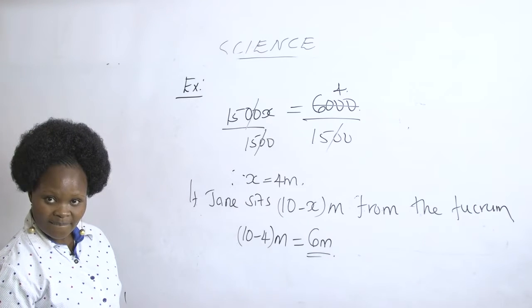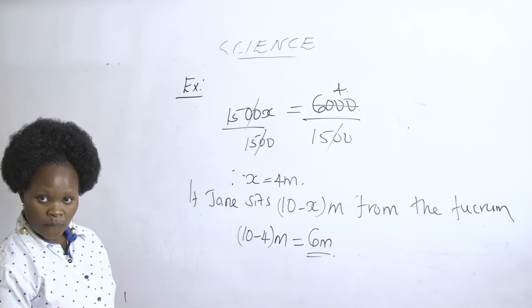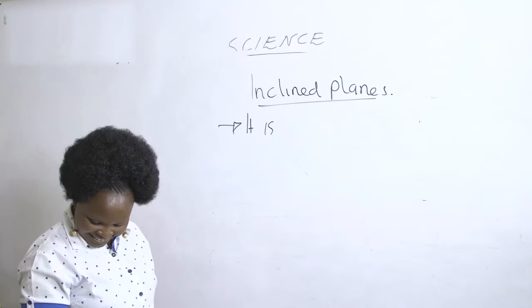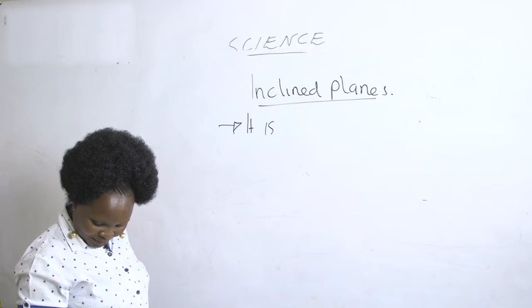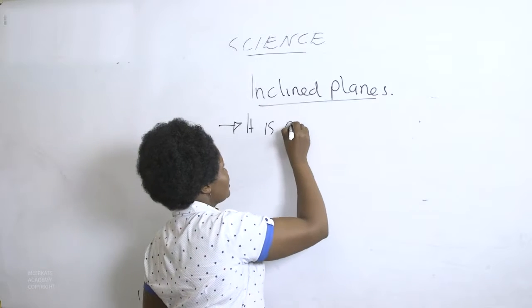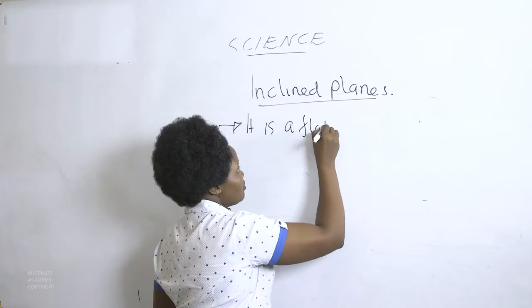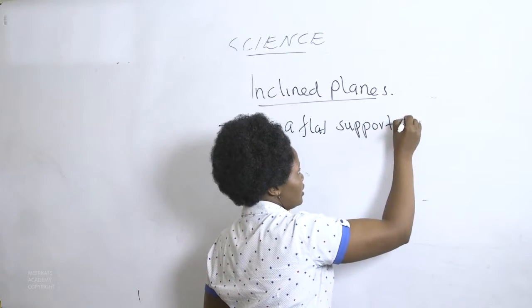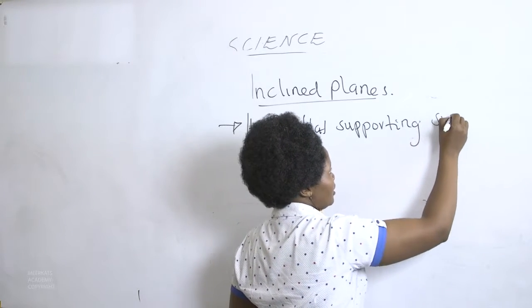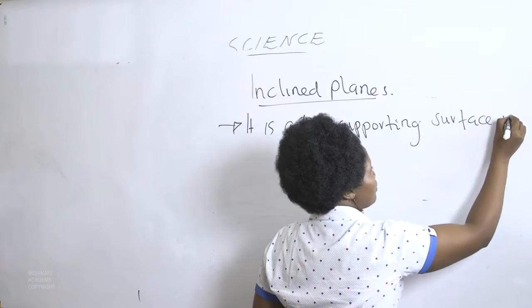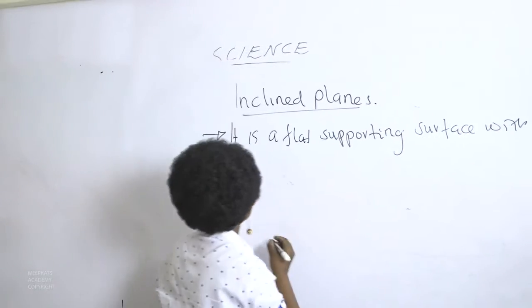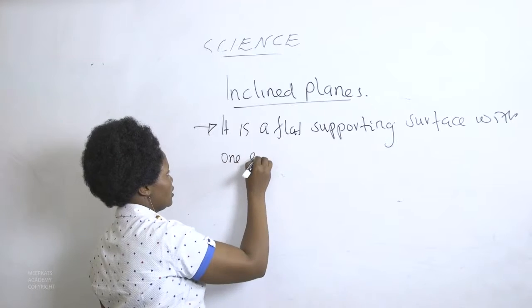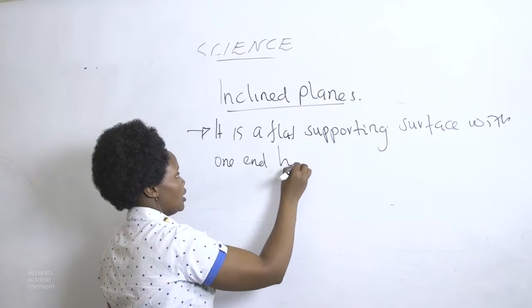See kidogo. On post. It's a flat supporting surface with one end higher than the other.